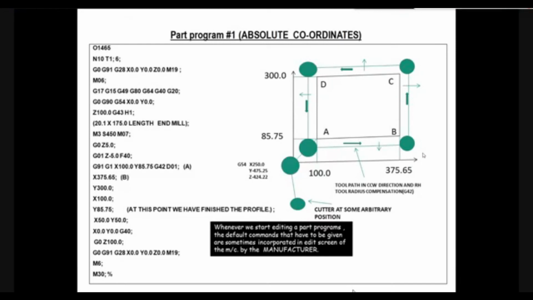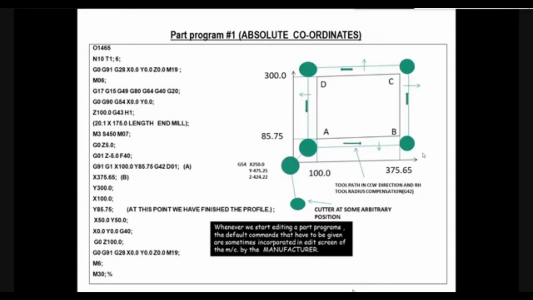Okay. So if it is in tapping mode, we have to give G63. But here we don't have any tapping operation. We are expected to do milling operation. So G64 must be specified. G40 stands for cancellation of tool radius compensations previously used.